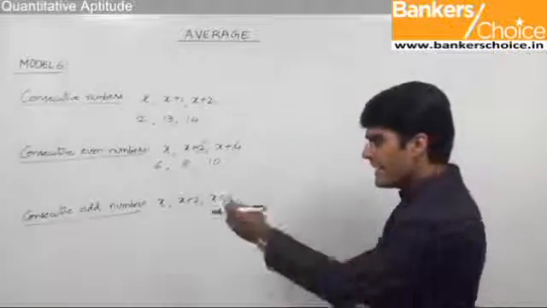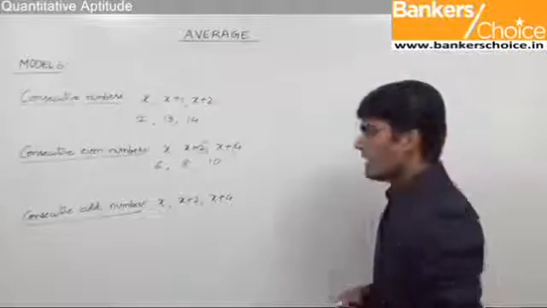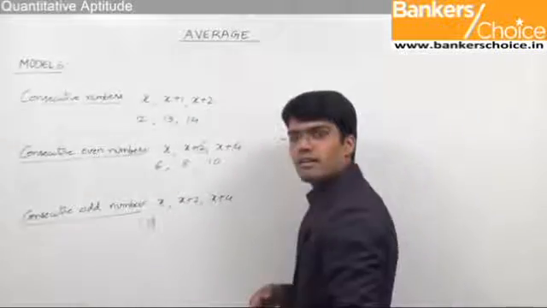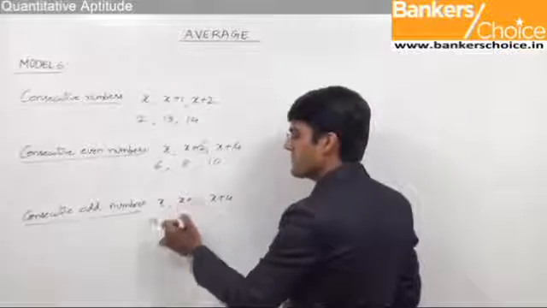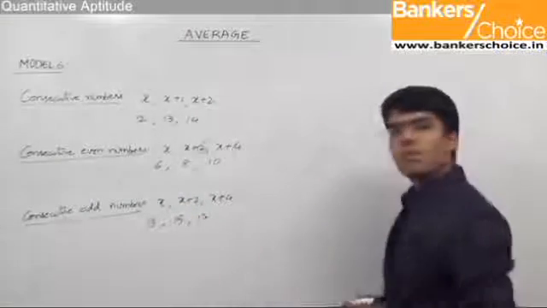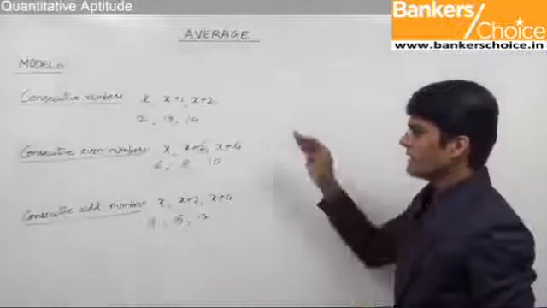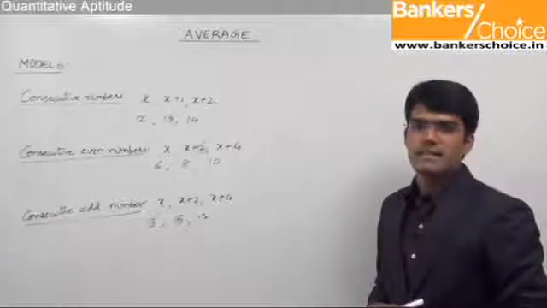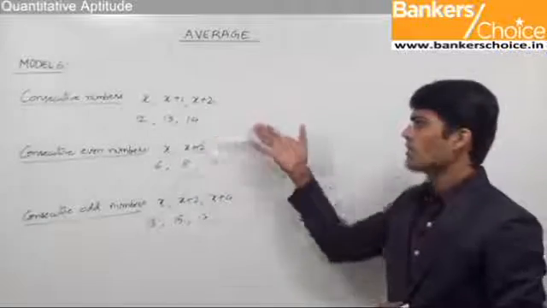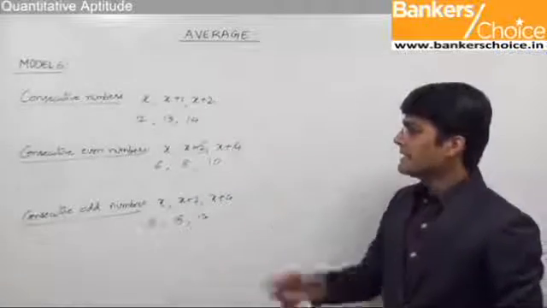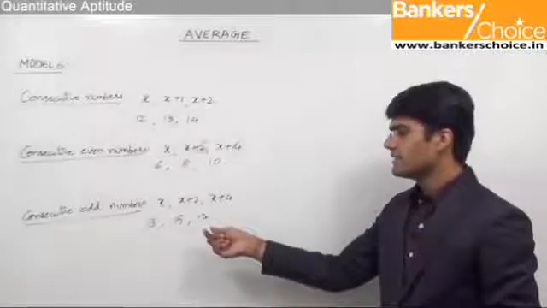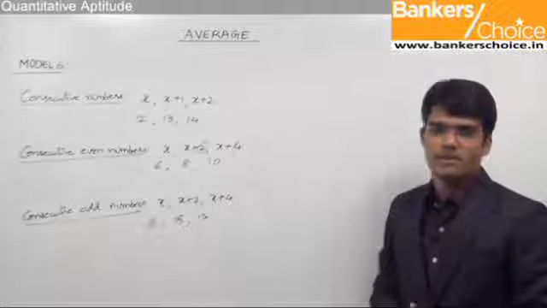Let us now take an example of consecutive odd numbers. Let us assume x is an odd number. For example, x is 13. So the next number would be 13 plus 2, 15, 13 plus 4, 17 and so on. So friends, this is what is meant by consecutive numbers. We have consecutive numbers like 1, 2, 3 or 12, 13, 14 and so on. Consecutive even numbers like 6, 8, 10 and so on. And consecutive odd numbers like 13, 15, 17 and so on.